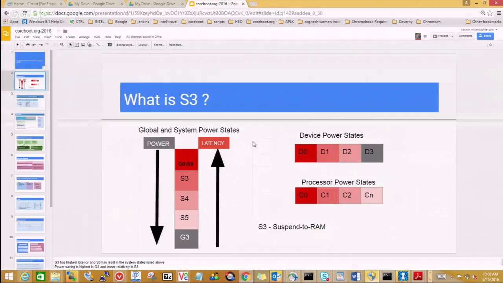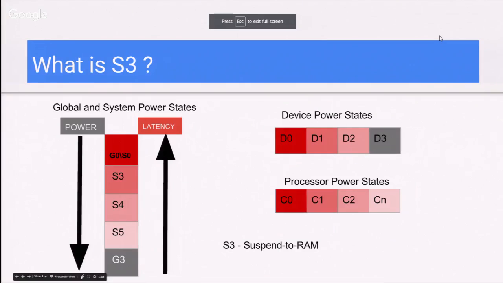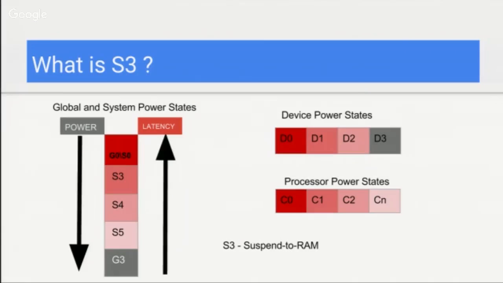coming back to a working state would take longer. And from any of these S states, you can control the D states. And then there is also, when the processor is idle, when your system is idle, these processor power states which can be configured. And again, the higher the number, you get higher power savings.